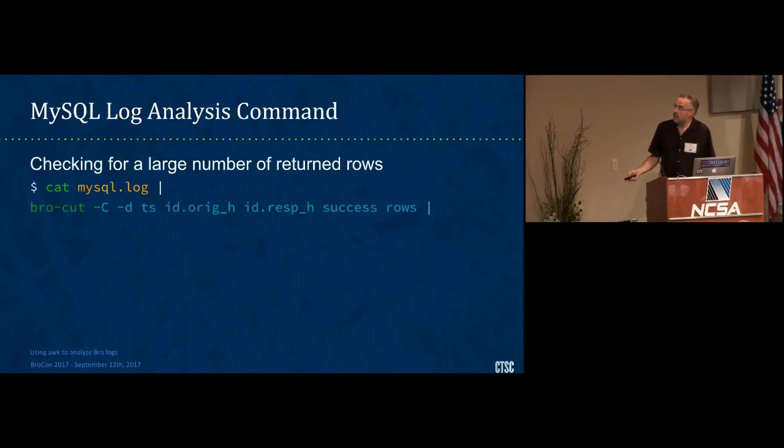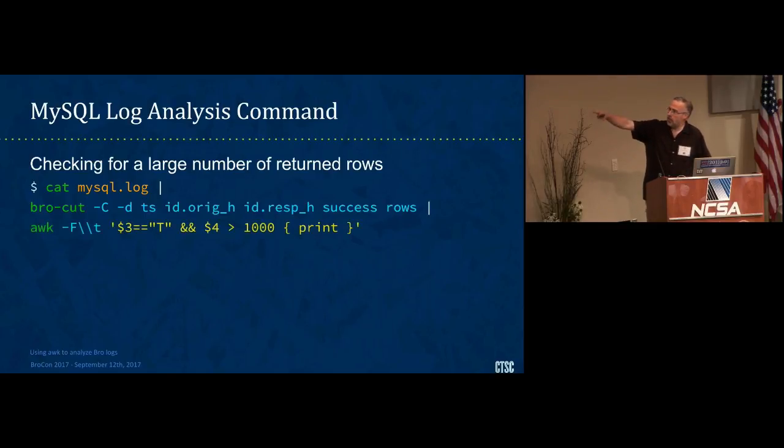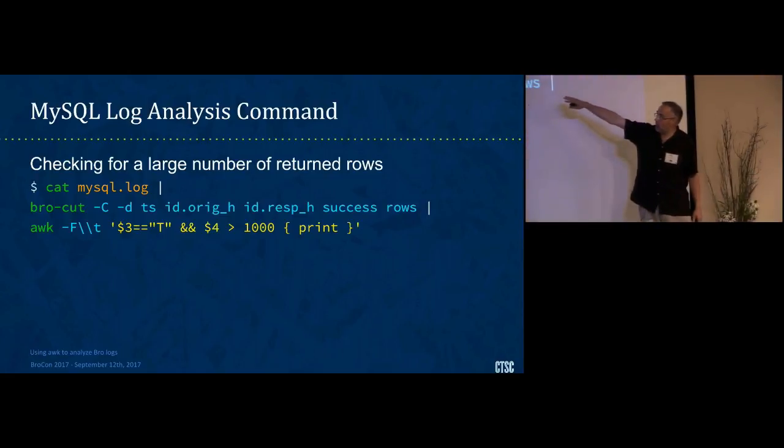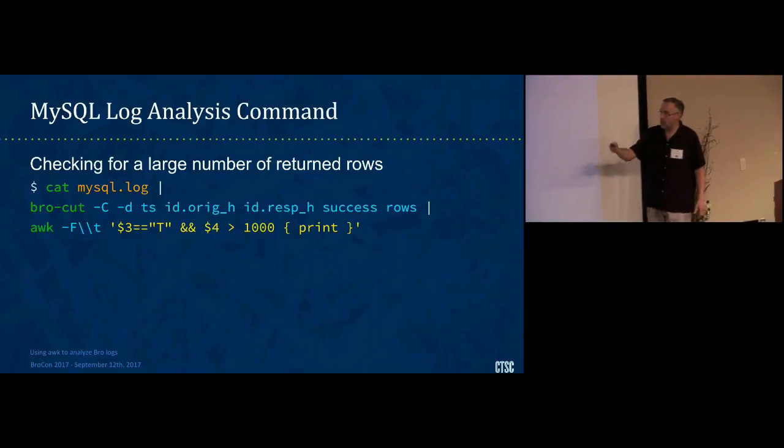Okay, you can use MySQL log analysis with BroCut. So you get the rows that you want. If you want to see if some query has returned over a certain number of rows, you can say if the fourth column of the row, which is rows returned, is greater than a certain value like 3,000, then print it out.